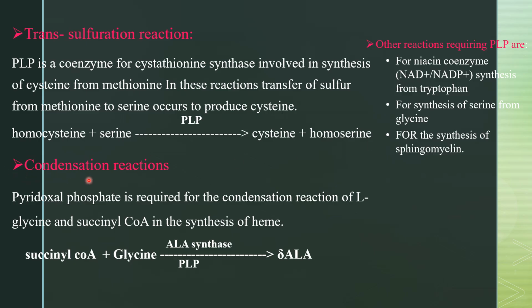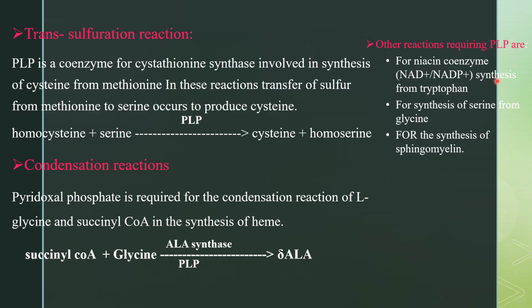Next is the condensation reaction. So condensation of succinyl coenzyme A and glycine is mediated by the ALA synthase enzyme, which also requires PLP, and converts them into delta amino levulinic acid. This is the first reaction of heme synthesis. Very important reaction.